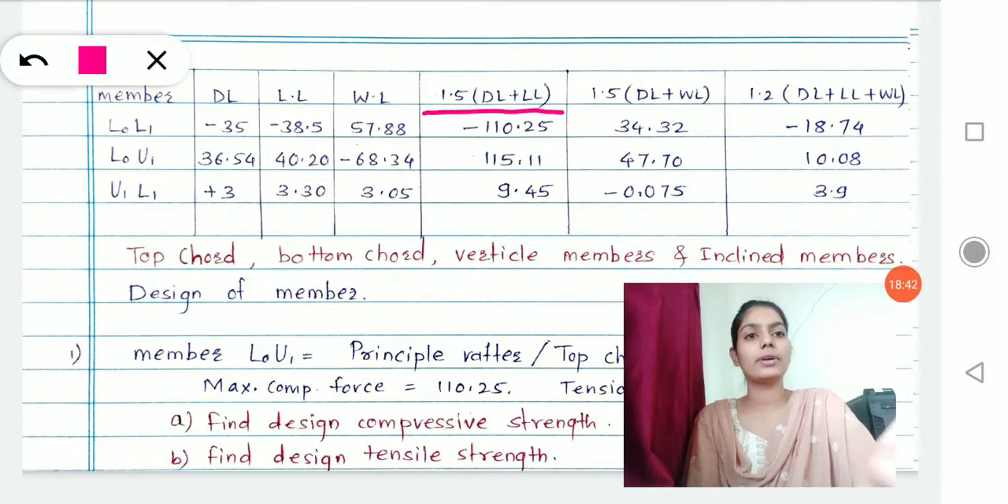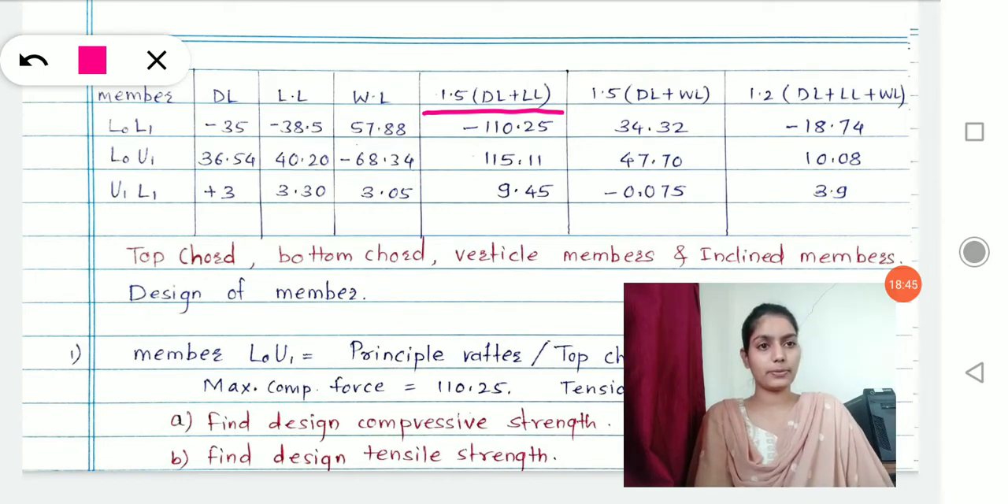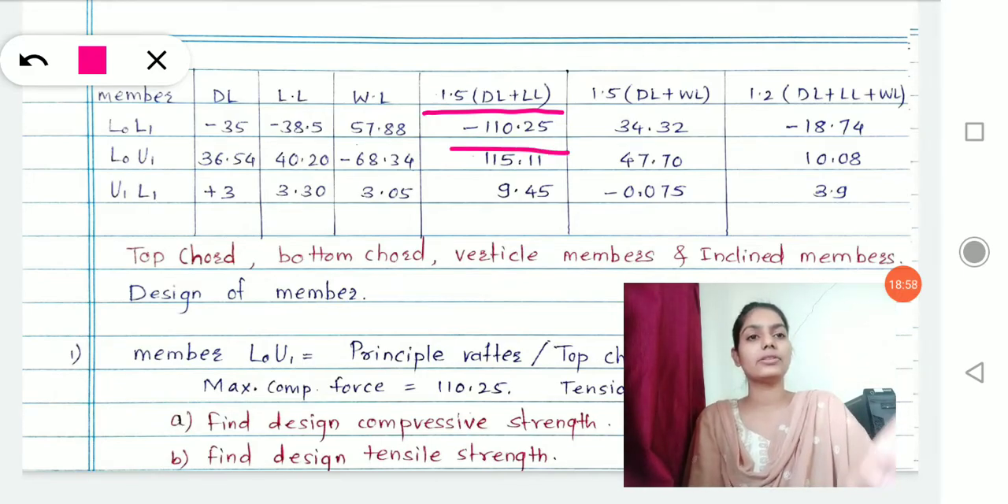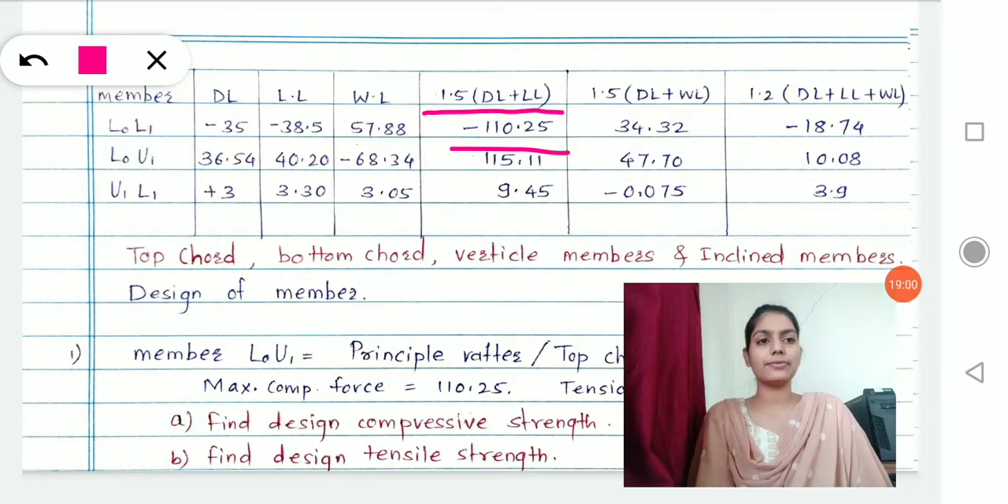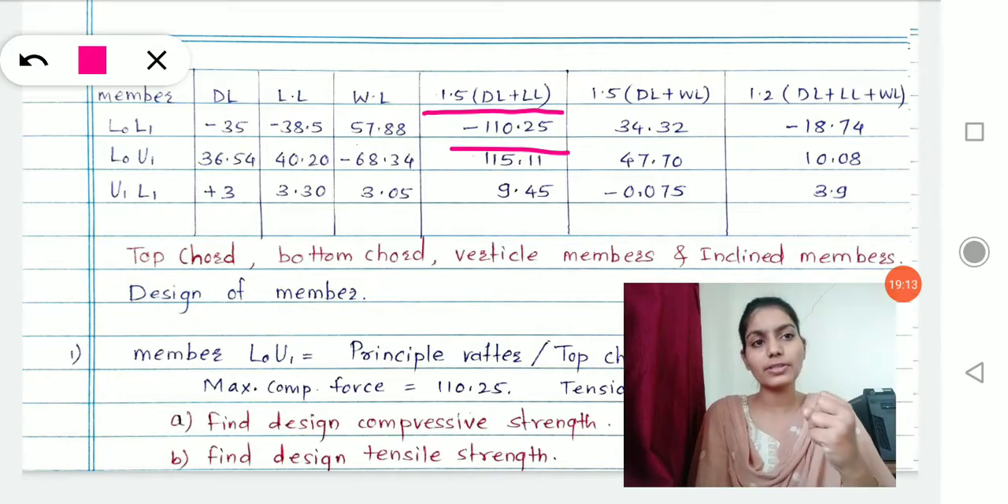So we got to know what dead load plus live load into 1.5 is. From there, with the calculator, I come to know this combination gives me a magnitude again with a negative sign, and the magnitude is 110.25. But what does the negative sign tell us? The force combination gives me a compressive nature of force, telling me that this 110.25 kilonewton force is of compressive nature.